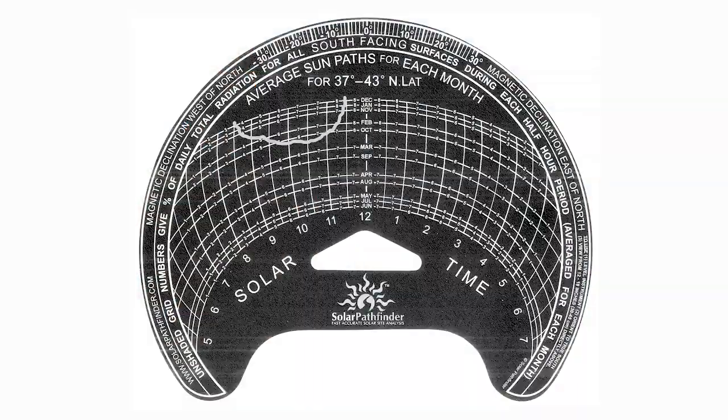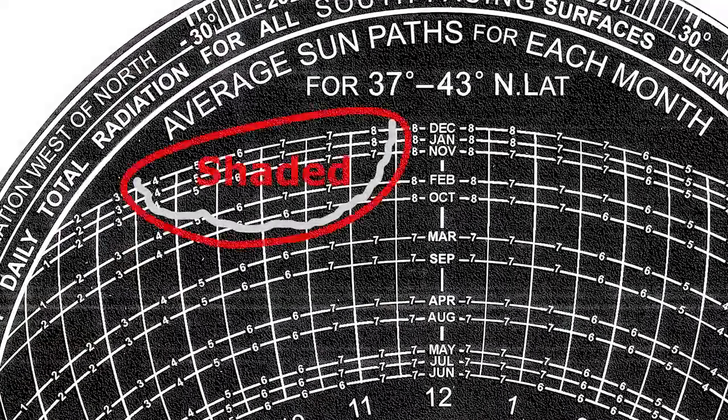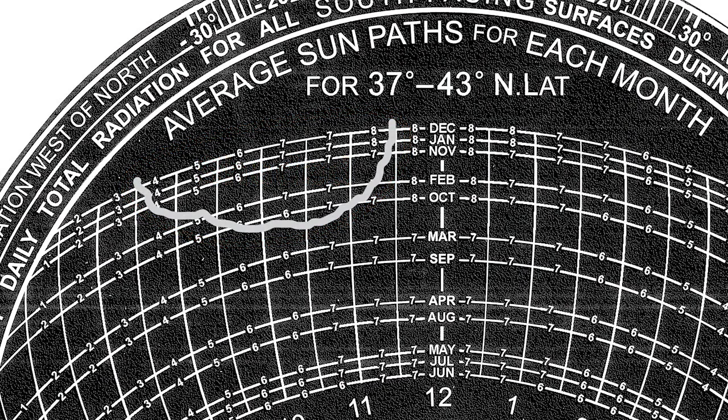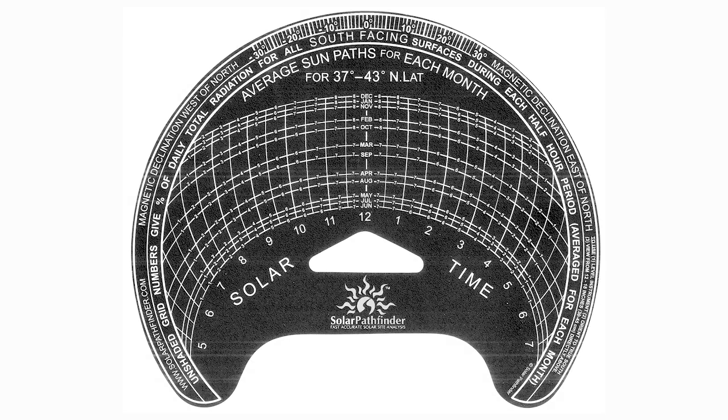After removing the paper grid from the Pathfinder or opening the photo, notice that the shade crosses several months within a gridded area. We're going to now count up those numbers that are within the shaded area of the grid by month. If we look at the wording on the arc of the Solar Pathfinder again, note it states shaded grid numbers give percent of total radiation for all south-facing surfaces. The numbers are listed in half-hour increments, so each number that is within the shaded area corresponds to a percentage of sunlight that is lost that month.